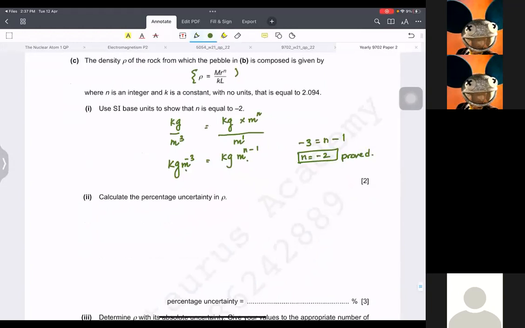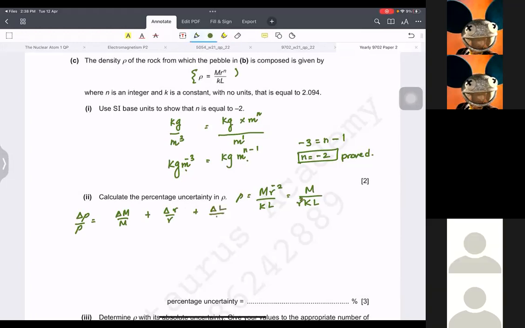Then it says calculate the percentage uncertainty. So now our new formula is going to be M R^-2 over K L. So I'm going to write it like this: M over K R squared L. That would be our density, right? Now, it says percentage uncertainty in rho. That's not hard. You write delta rho over rho equals delta M over M, add delta R over R, and you just keep on adding. K has no units, so we will ignore it completely. And delta L over L. Because there's a square on R, we multiply by 2 there.